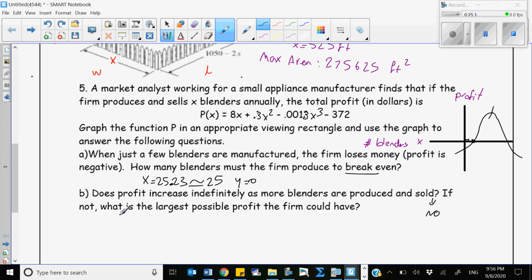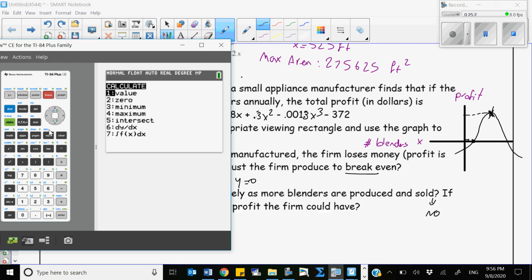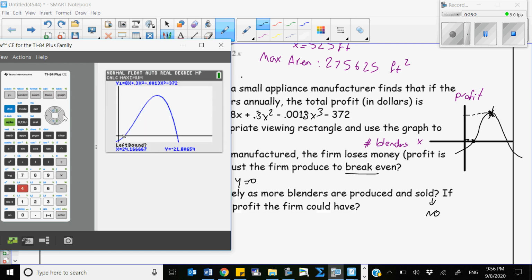Then what is the largest possible profit? That means we need to find the y value of this point. What is the maximum profit? So I go to my calculator, second trace, and then 4, which is maximum, left side of the point, and then right side of the point.